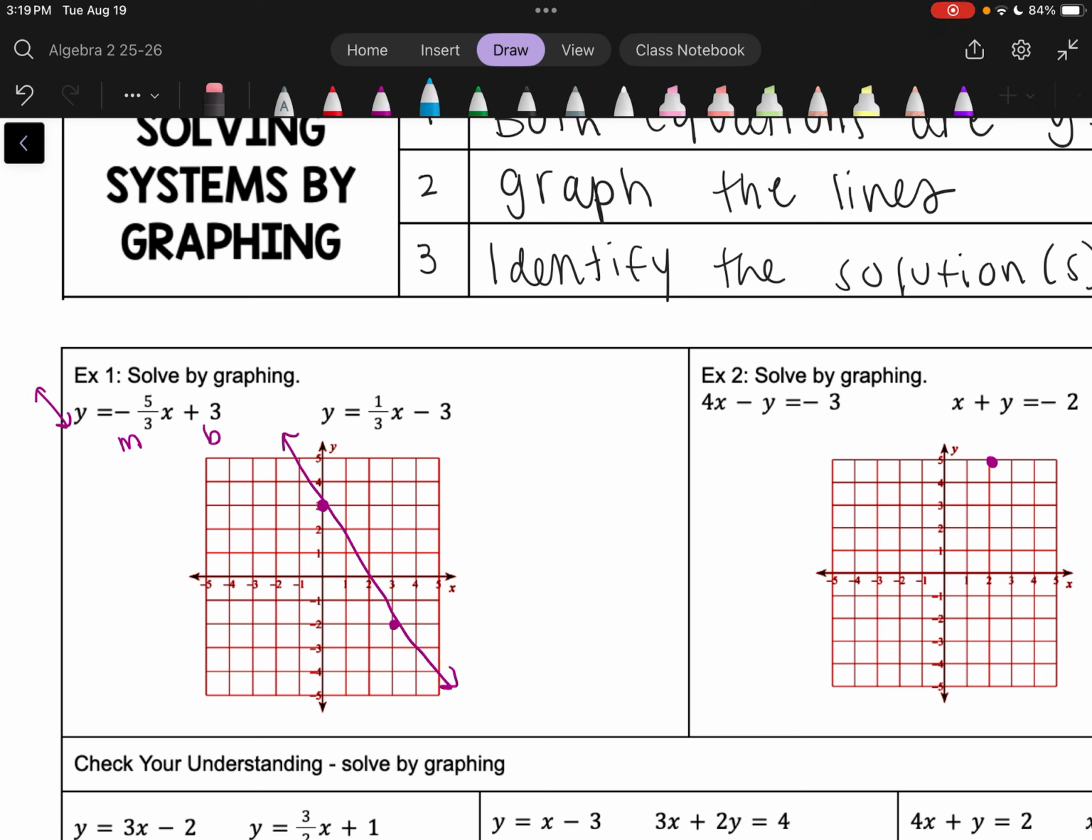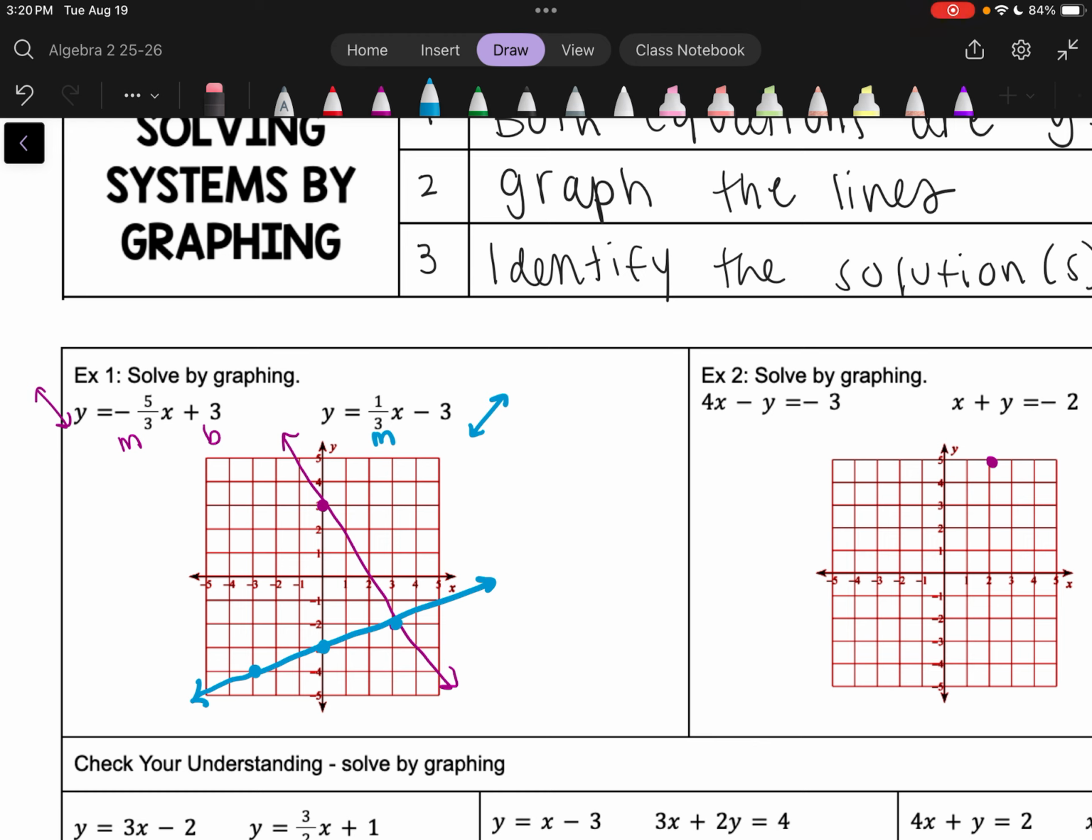Okay, second equation, I'm going to start at -3. It's a positive slope here, 1/3. So remember it should be increasing from left to right. So you're going to go up 1 to the right 3. You can also go backwards, so down 1 to the left 3.